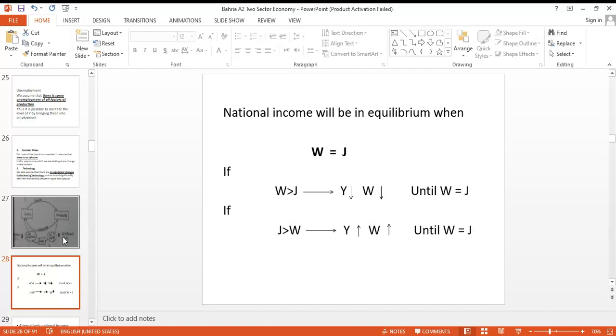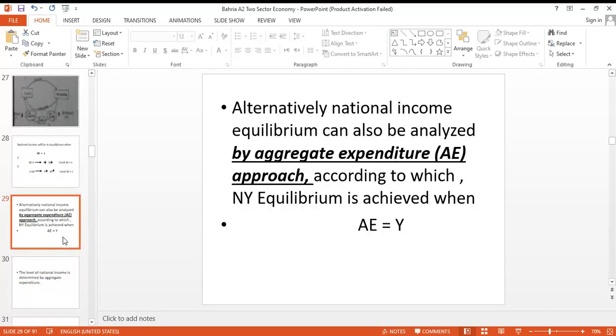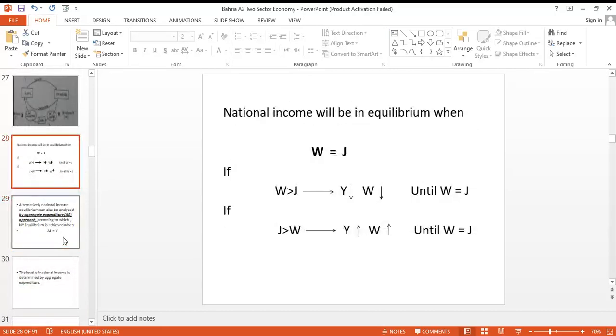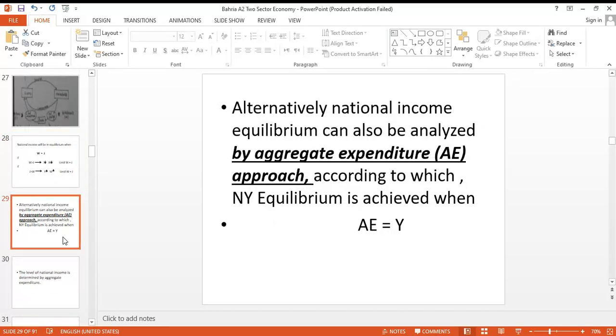However, if the withdrawals appear to be more than injections, then the national income will fall. Obviously your income is not coming in the circular flow, so the income is going to fall. So what are you going to do? You are going to keep reducing your withdrawals until the withdrawals again become equal to injections. And if the injections are more and the withdrawals are less, then the national income will rise. So you will then increase your withdrawals until the withdrawals become equal to injections.